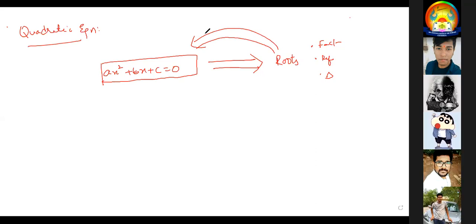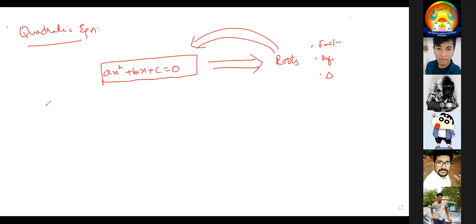See, now I am doing an exact U-turn. Till now, I gave a quadratic equation. You calculated the roots. 2, 3 you said, 3, 5 you said, 3, 3 you said, multiplicity you said. So many things you studied. Now exact U-turn. I will give the roots. You have to calculate the quadratic equation.